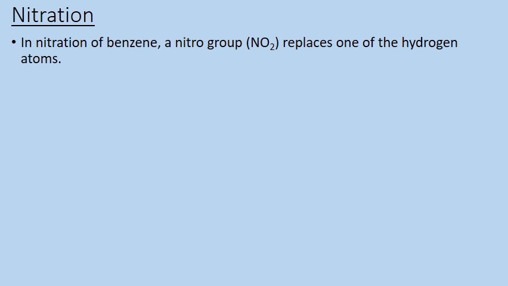Okay, so let's look at the first reaction that we need to know about then. We need to know about nitration and acylation. Let's look at nitration. Nitration of benzene is when one of the hydrogens has been replaced, or substituted, by an NO2. So we're going to have a benzene ring and it becomes nitrobenzene, where one of the H's has been replaced by an NO2.